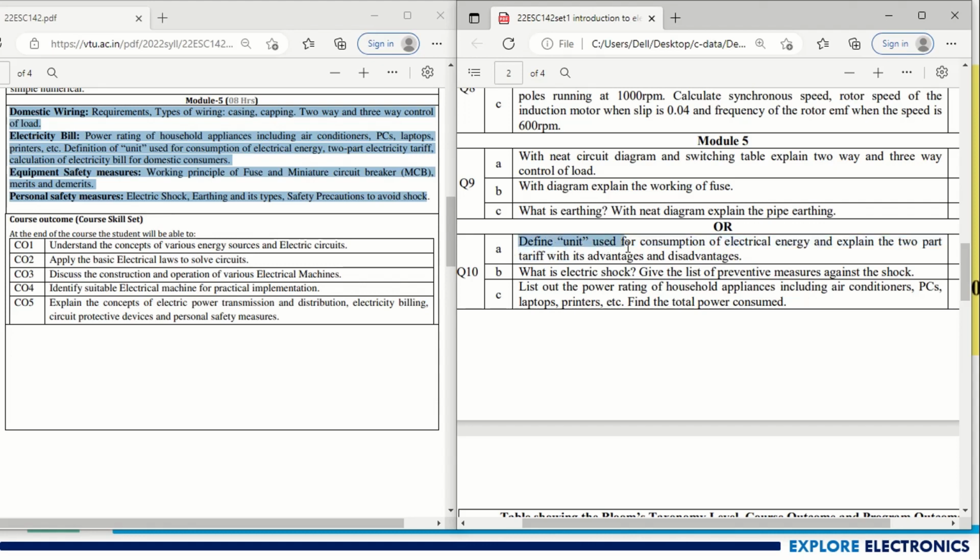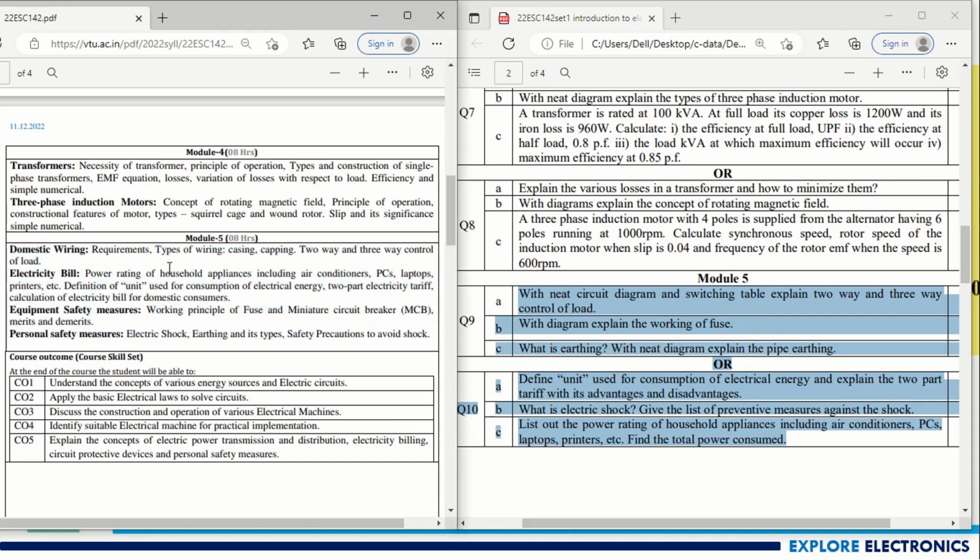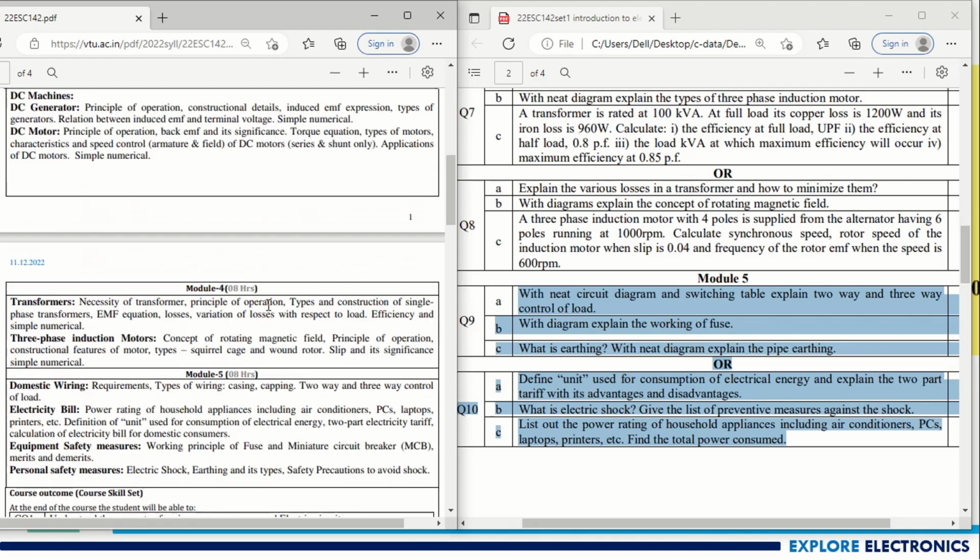And also, define the unit used for consumption of electrical energy. This question is also repeated, related to tariff. And what is electric shock and preventive measures against shock, and list out the power rating of household appliances including AC, laptops, printers like that. So this part is completely a theory part. You can expect a theory question in the exam also. Since there is no such calculative or problem part here, you may get a problem if there are any small problems related to calculation of tariff like that.